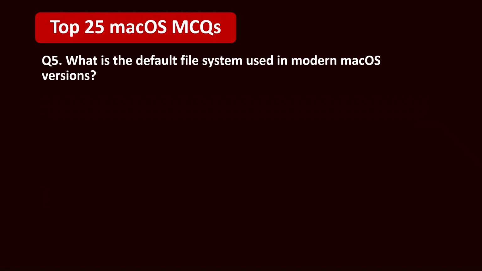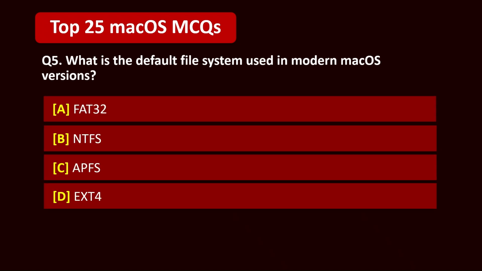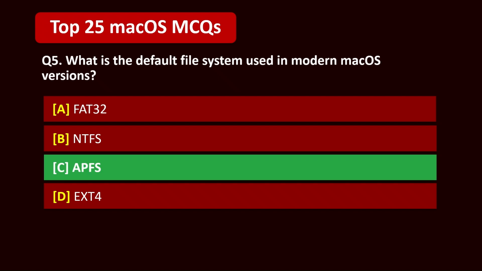Question 5. What is the default file system used in modern macOS versions? A. FAT32. B. NTFS. C. APFS. D. Extension 4. 5, 4, 3, 2, 1. Correct answer is C. APFS.